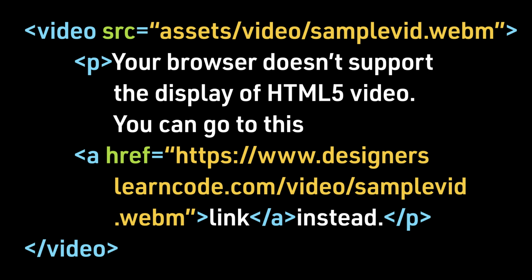So in this example, the browser will use the source attribute to go into two different folders, assets and video, to find the samplevid.webm video and display it on our browser. If for whatever reason the browser doesn't support WebM files, then instead the paragraph text will display that says, "Your browser doesn't support the display of HTML5 video. You can go to this link instead." And the link text will connect to the browser page at https://www.designerslearncode.com/video/samplevid.webm and display the video over there.